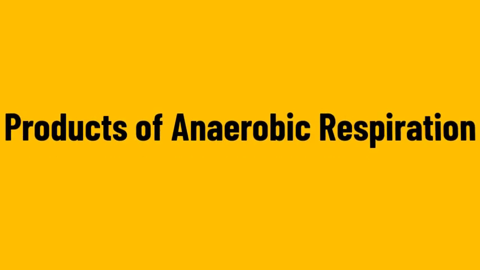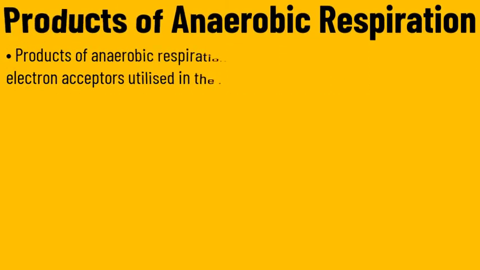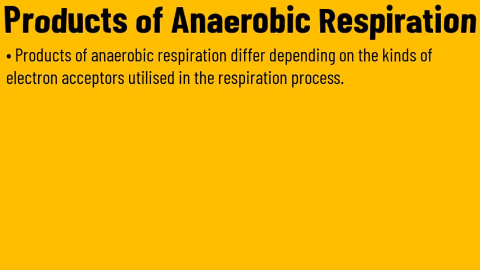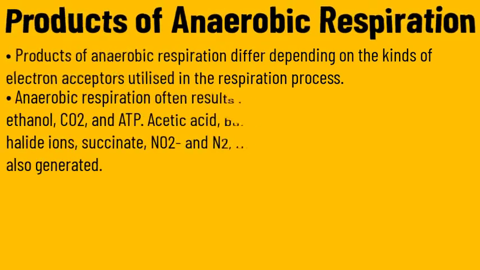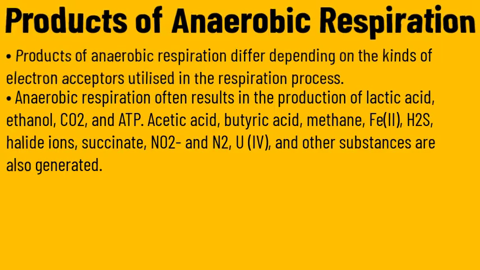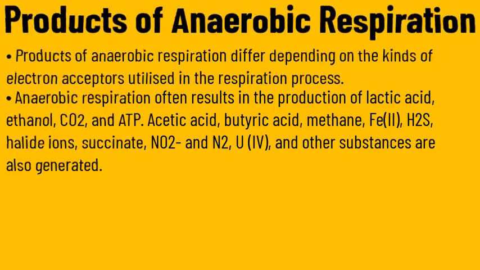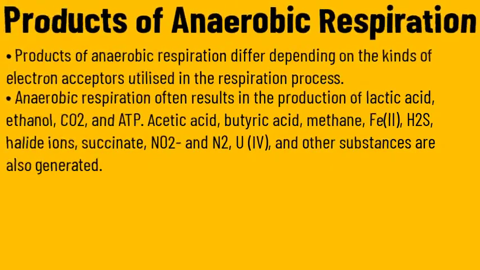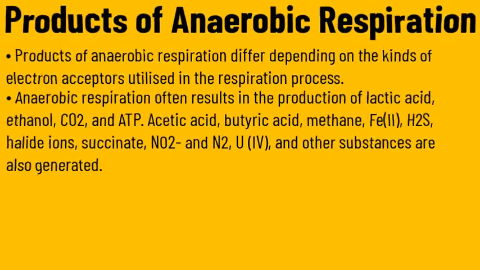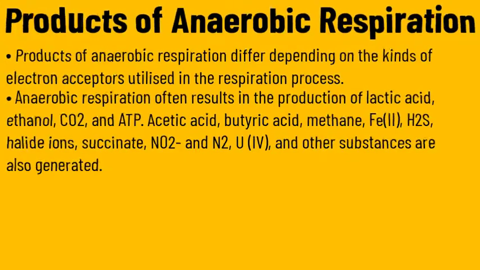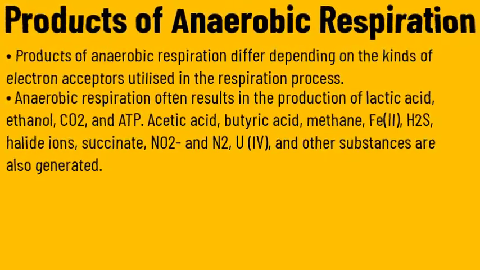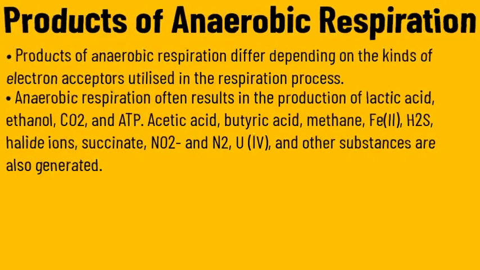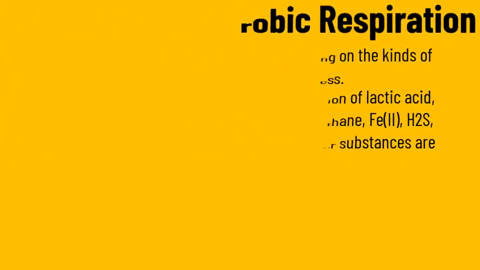Products of anaerobic respiration. Products of anaerobic respiration differ depending on the kind of electron acceptor utilized in the respiration process. Anaerobic respiration often results in the production of lactic acid, ethanol, carbon dioxide, and ATP. Acetic acid, boric acid, methane, iron 2, H2S, aldehyde ions, succinates, NO2- and N2, and other substances are also generated.